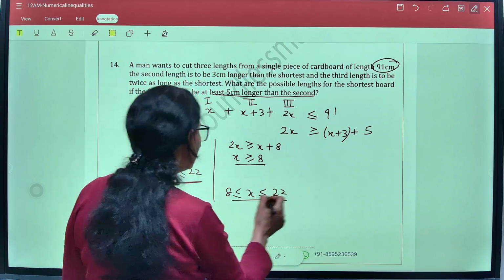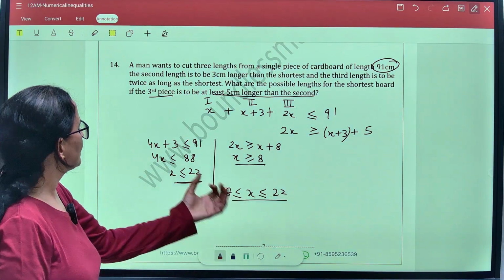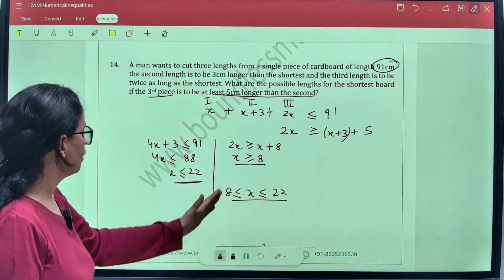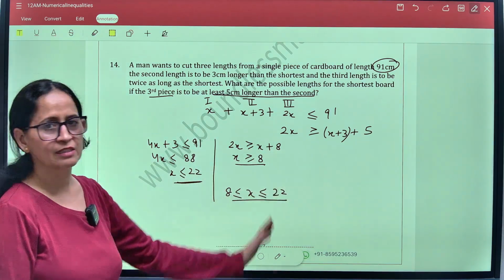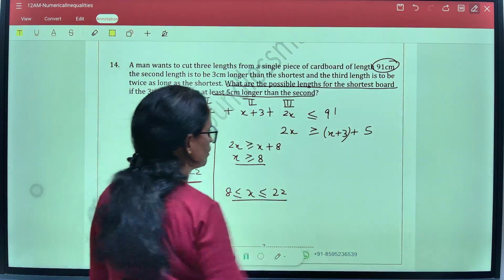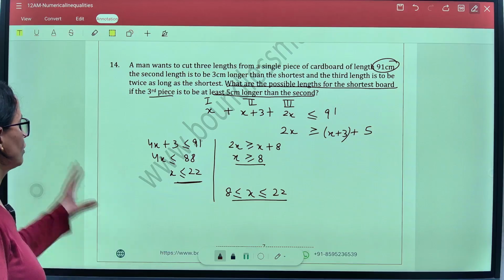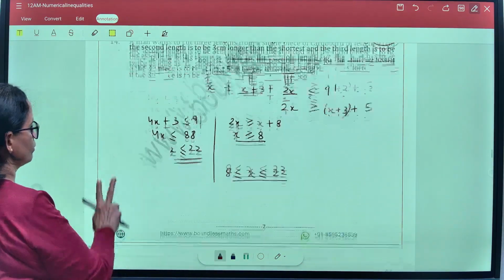Don't leave it here again. Write the proper solution, write the proper answer statement that the length of the shortest piece could be from anything more than or equal to 8 centimeter and less than or equal to 22 centimeter, because the question says what are the possible lengths for the shortest board. So you just need to find x, not the length of all the 3 boards. So if that is needed, you can anyway find the second and third board also.